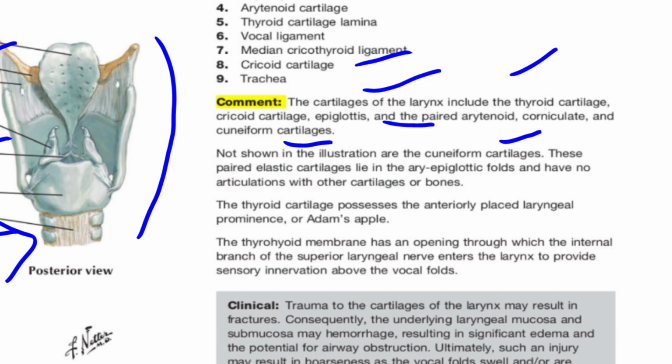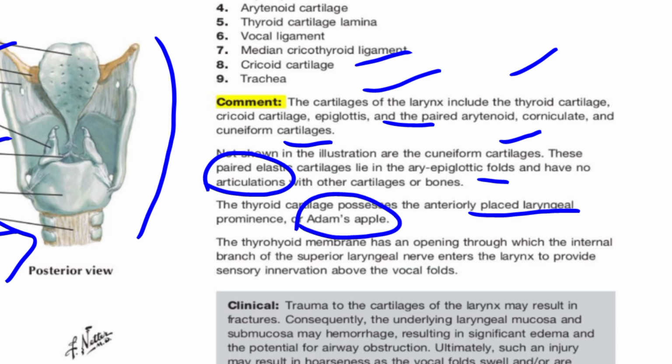These paired elastic cartilages lie in the epiglottic fold and have no articulation, no joining with other cartilage or bones. Okay, the thyroid cartilage possesses the anterior place that is called laryngeal prominence, or we call it Adam's apple.